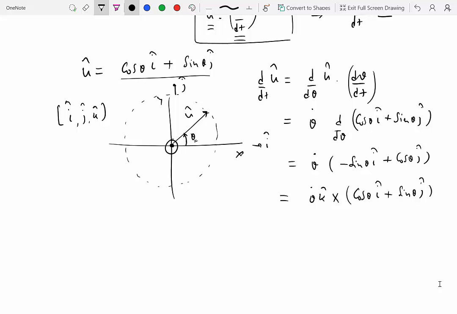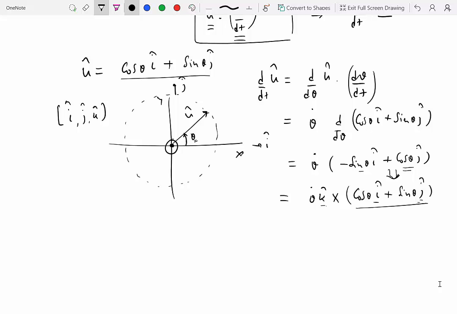Okay, so let's look at this. Is this really true? We have k cross i. What is k cross i? k cross i is j, and this is cosine theta. So we get basically this term. k cross j is minus i. So we get theta dot times minus i times sine theta, which is this term. So both of these are essentially the same. So there's no problem with that, right?